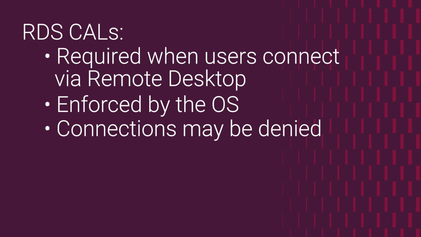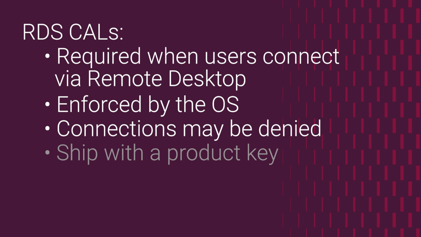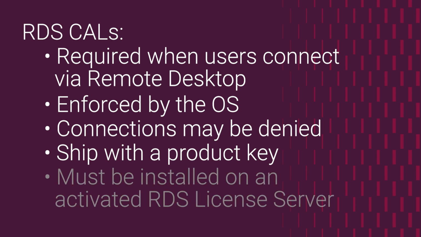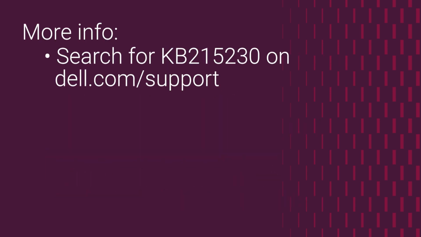Another characteristic of RDS CALs is that these ship with a product key printed on its own COA sticker. This product key is tied to the number of licenses that are being purchased. These RDS CALs need to be installed on a license server, and this license server needs to be activated in the Microsoft Clearinghouse as well. You can find more details about this process in this knowledge base article.